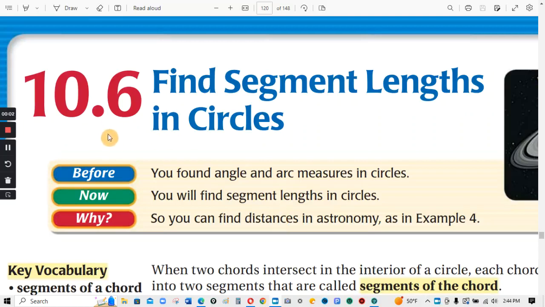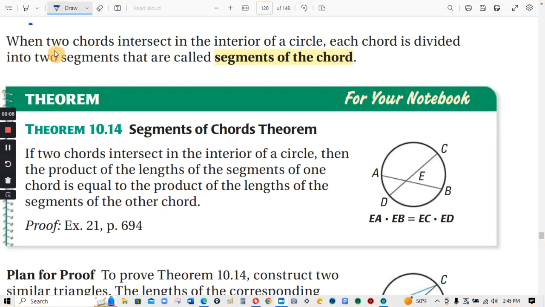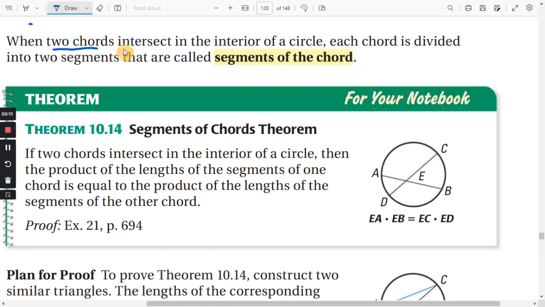Chapter 10.6, find segment lengths in circles. When two chords intersect in the interior of a circle, each chord is divided into two segments that are called segments of the chord.